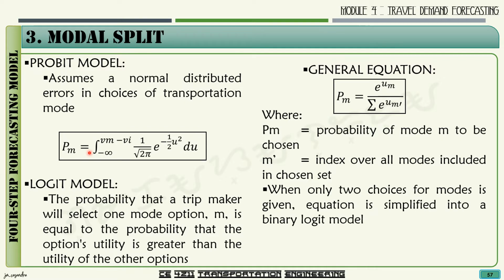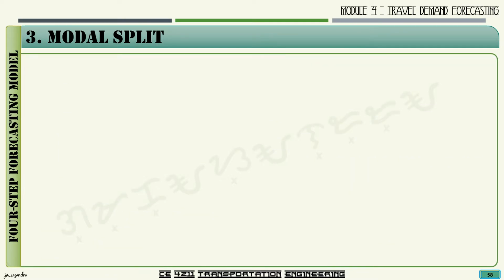Remember that for the logit model, when only two choices for modes are given, the equation can be simplified into a binary logit model, which is equal to this equation. So P1 will be equal to 1 divided by 1 plus E raised to U sub 2 minus U sub 1. So to understand modal split, let us solve an example.